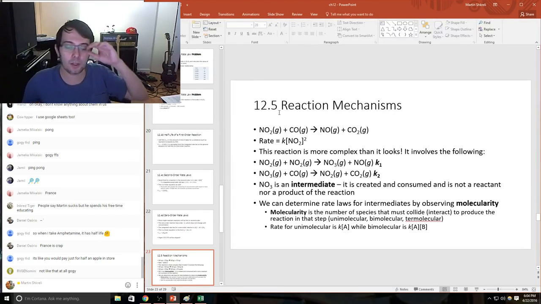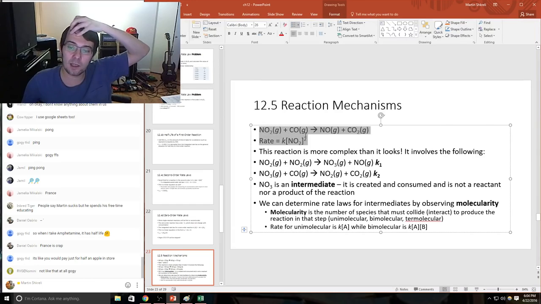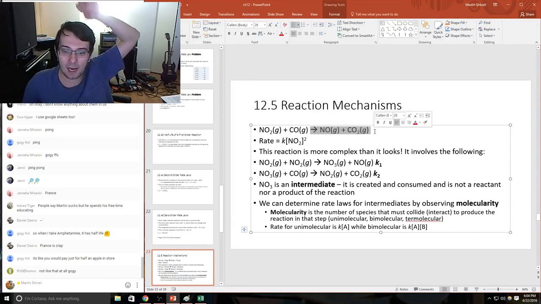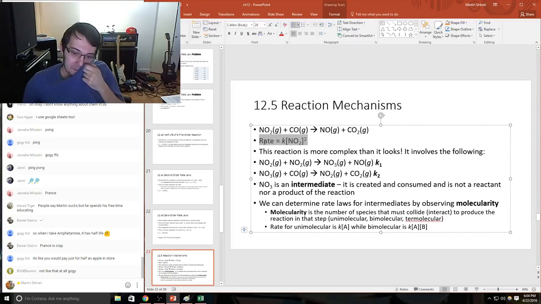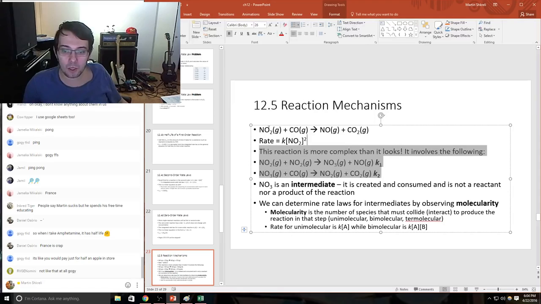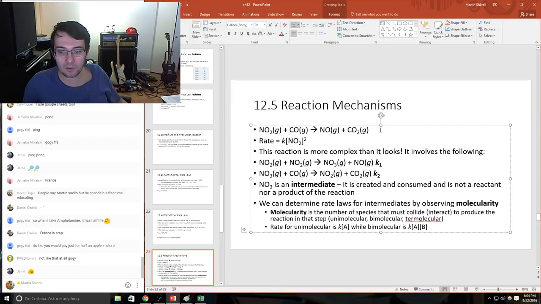So we have our friend nitrogen dioxide again, reacting with carbon monoxide to form nitric oxide plus carbon dioxide. And the rate here we experimentally determined is second order. This reaction is much more complex than it looks, because if you look at the reaction in isolation, it's just sort of this oxygen flipping over. So the oxygen disappears from the nitrogen species and moves to the carbon species.